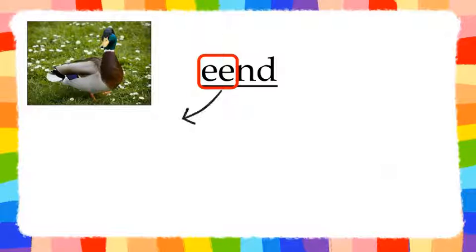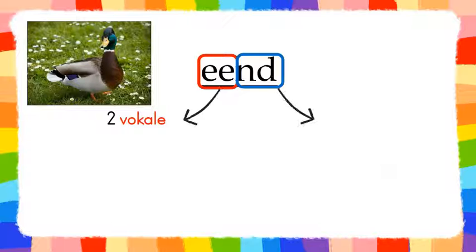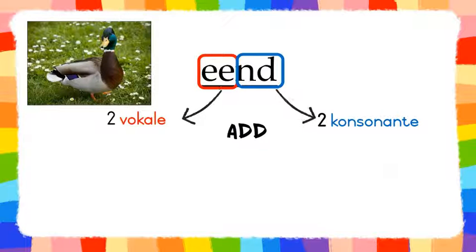Did the last picture catch you off guard a little bit? This time we've got two vowels. However, the word eend ends with twee consonante. So even though it has two vowels, it still ends with twee consonante, and that is why we just add an E at the end.